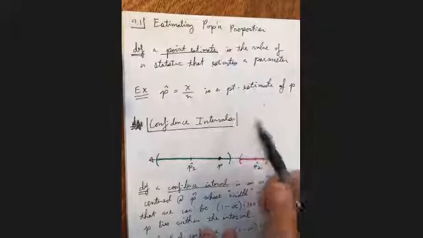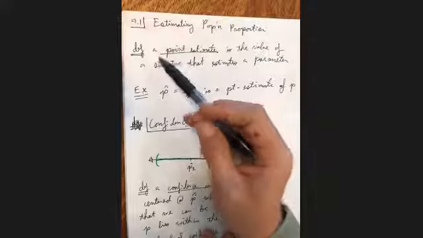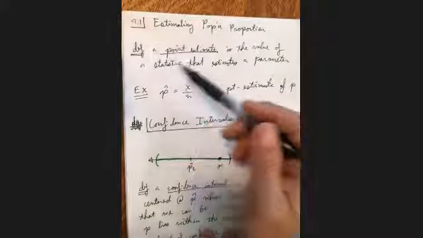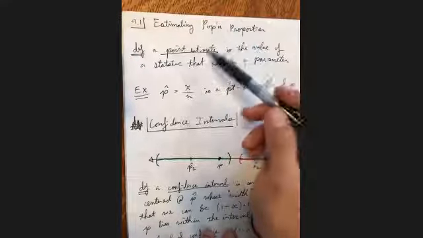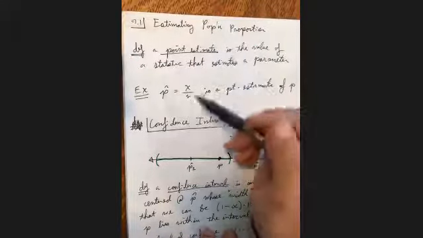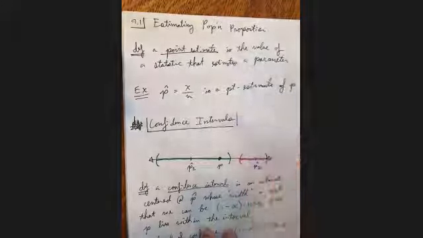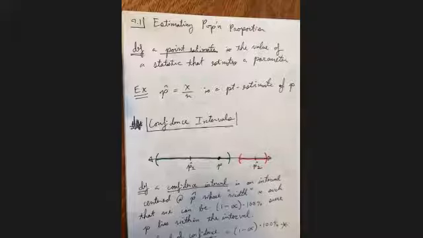Just to define some terms out the gate, we might hear or read the term point estimate. This is just another fancy word for a statistic, basically. A point estimate is the value of a statistic that estimates a parameter. So statistics always correspond to parameters. Think X bar versus mu. Mu is your parameter, X bar is your statistic. A point estimate would be a specific value of X bar, right?